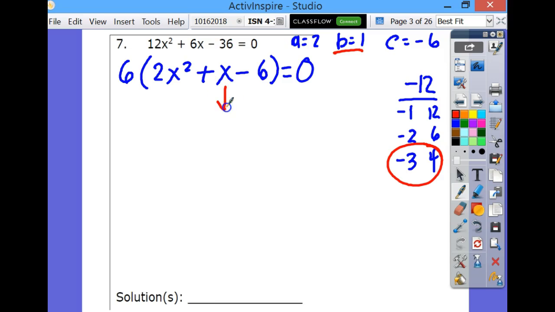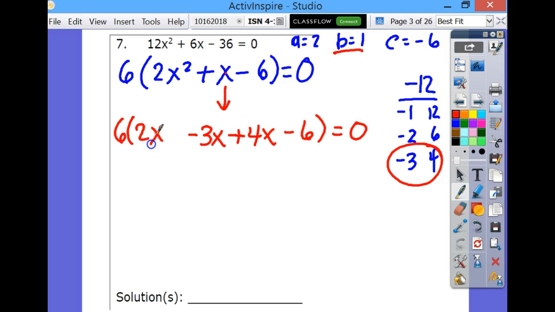I have to go through the whole process of replacing x with this. I keep the negative 6 at the end. I keep this at the beginning. I replace the x with these 2 because they're equal to x. And then I make 2 groups of 2. And I factor out an x here and I factor out a 2 here.